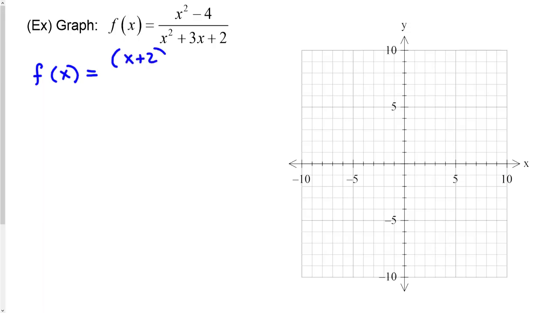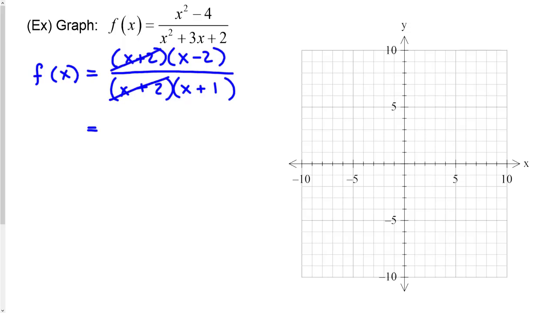So this would be x plus 2 times x minus 2 in the denominator, x, 2, and 1, and they would both be positive. Now look, positive 2 is a factor in both the numerator and denominator. That entire factor is going to disappear and leave me with just x minus 2 over x plus 1, where x does not equal negative 2. So negative 2 is a hole in the graph.